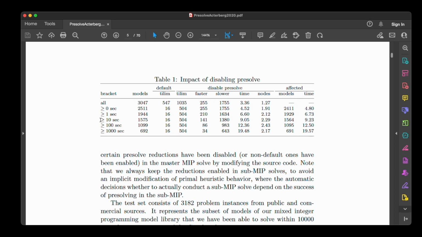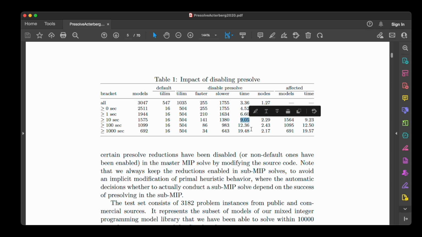Now we take a look at all the models where the slower of the two versions takes at least 10 seconds to solve. In that case, we see that it's a big difference. The default is when pre-solve was on. In that case, 16 of them reached the time limit. If we disable pre-solve, then about 500 of them reach the time limit, so we could not prove optimality for 500 of them. This was all using the Gurobi solver, the older version, I think 6.5. For a lot of models it is sometimes faster to disable pre-solve, but most of the time it is slower.